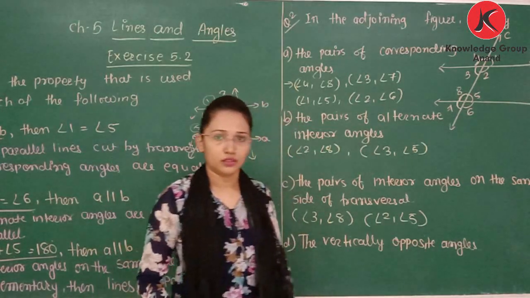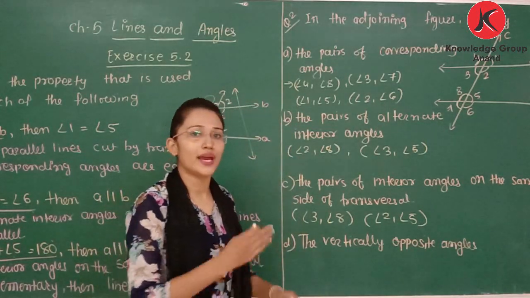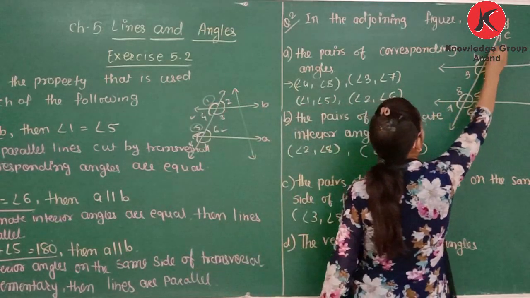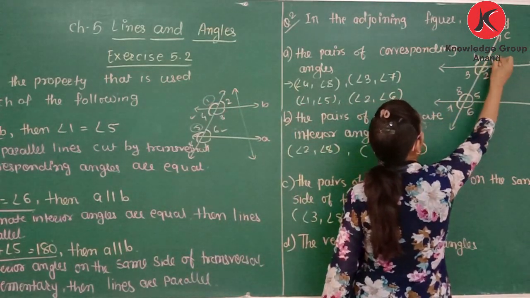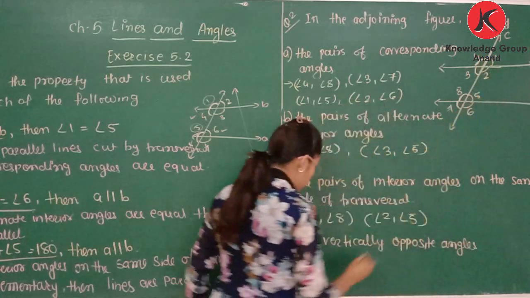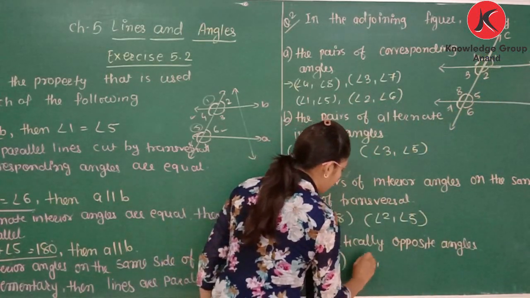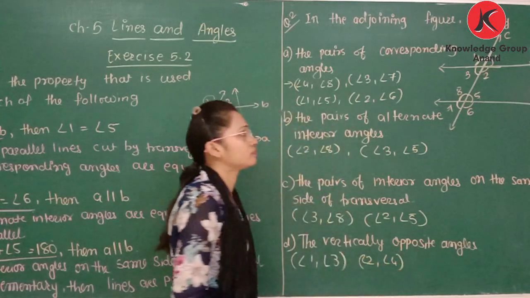Vertically opposite angles. Vertically opposite means if two lines cross each other, then the opposite angles are vertically opposite. So if we consider this pair, vertically opposite are 1, 3 and 4, 2. So we can write angle 1 and angle 3, and angle 2 and angle 4.